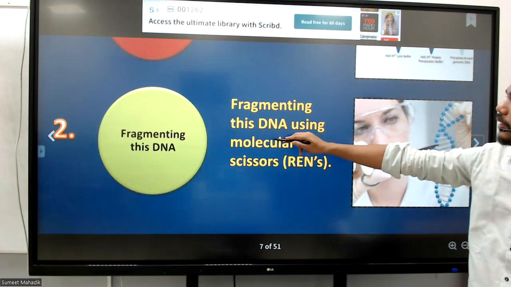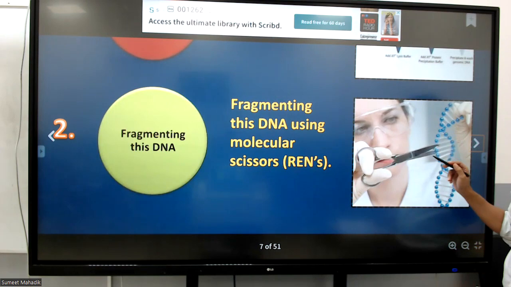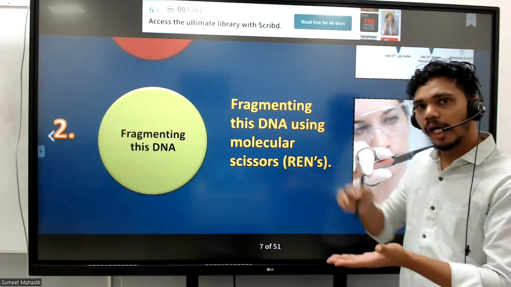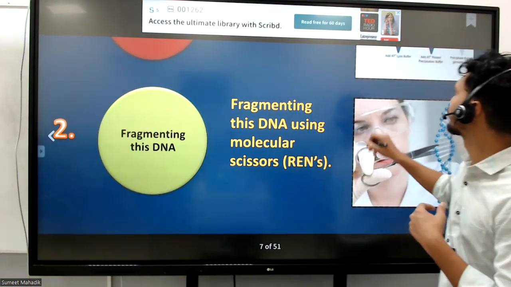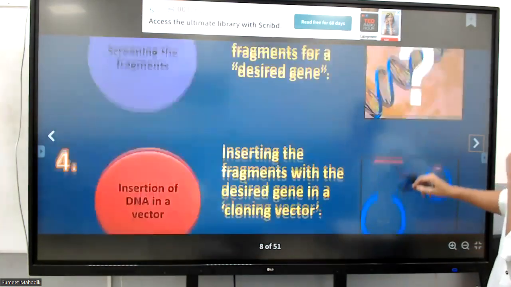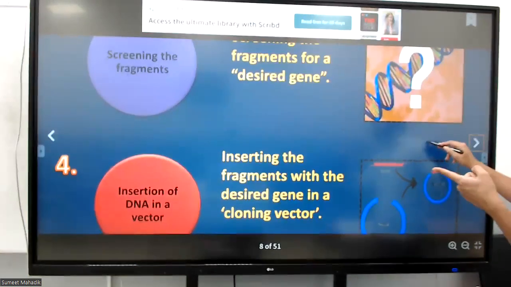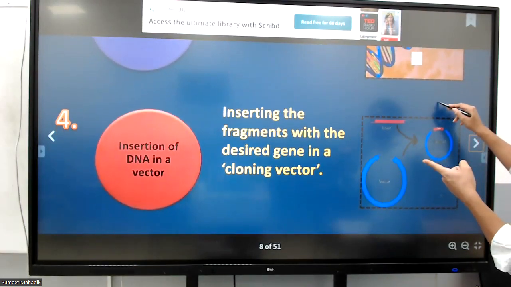Second, fragmenting this DNA with molecular scissors. Are you going to cut like this? Definitely not. This picture is depicting how the enzymes work on it. Okay, let's go further. Third, screening the fragments for the desired gene. We have just talked about this. Then insertion of the fragment into the desired cloning vector.